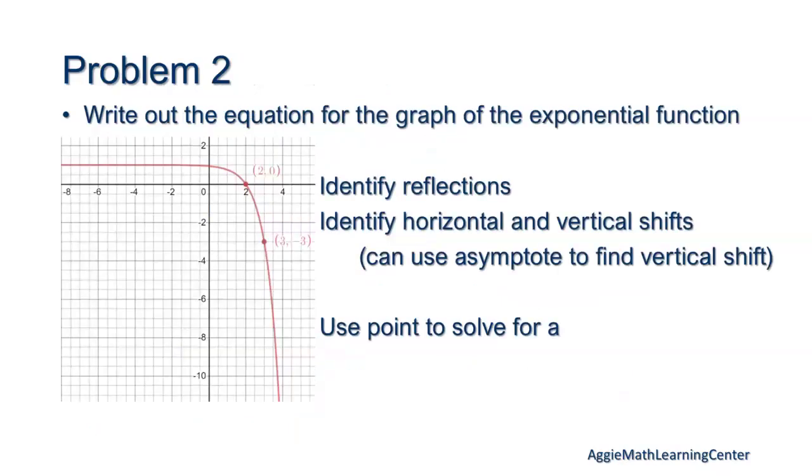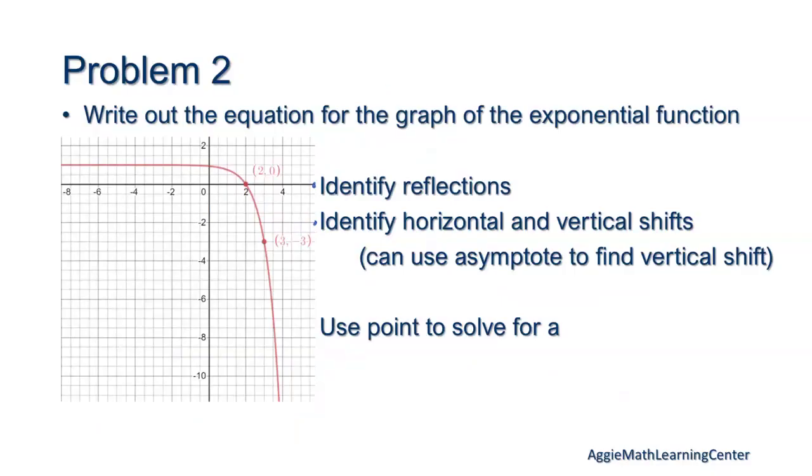Okay, so our task is to write out the equation for the graph of the exponential function. Here are our steps. First, I need to identify any reflections. Then I'm going to think about horizontal and vertical shifts, usually using the vertical asymptote and the horizontal asymptote to identify the vertical shift.